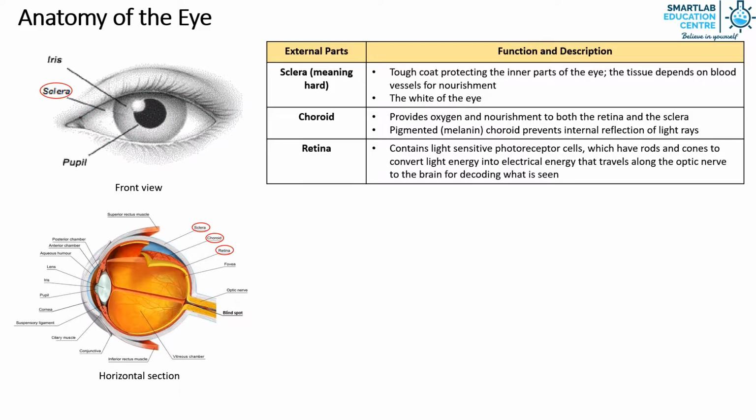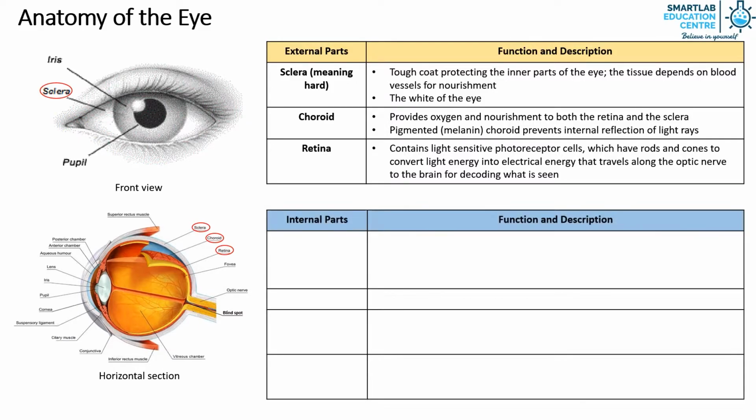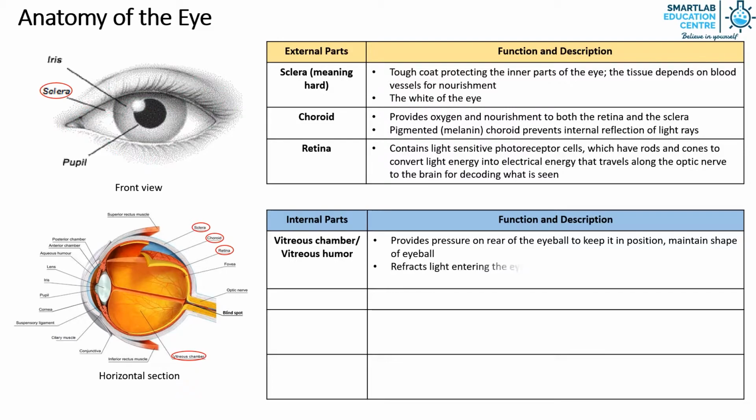Secondly, we will look at the structures of the internal parts of the eye. The vitreous chamber or vitreous humor provides pressure on the rear of the eyeball to keep it in position and maintain the shape of the eyeball. It refracts light entering the eye and nourishes the retina. The optic nerve sends messages to the brain.